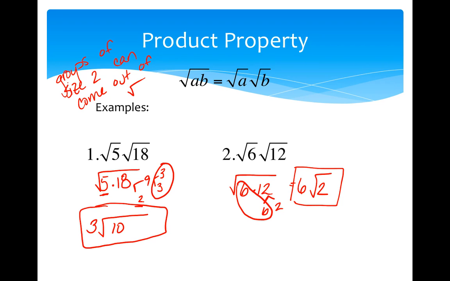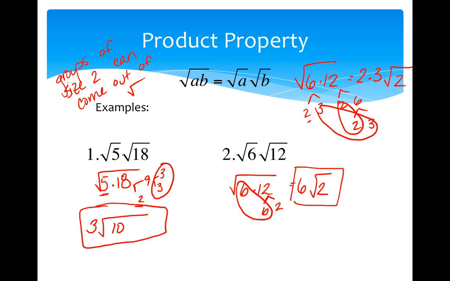If I were to instead break that 6 down, just to show you that way, I have square root of 6 times 12. This 6 is 2 times 3. This 12 is 2 times 6. This 6 is 2 times 3. Here's a pair of 2s, and then here's a pair of 3s. So the 2s and the 3s come outside of the radical. So I've got a 2 times 3, and then I still have this leftover 2 underneath. So 2 times 3 is 6 times the square root of 2. So just another way to get the same answer.